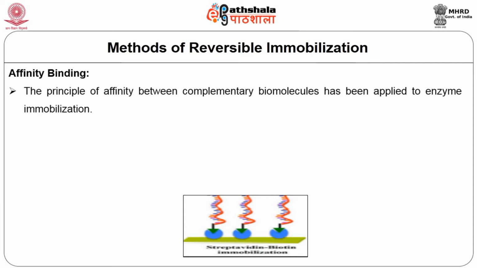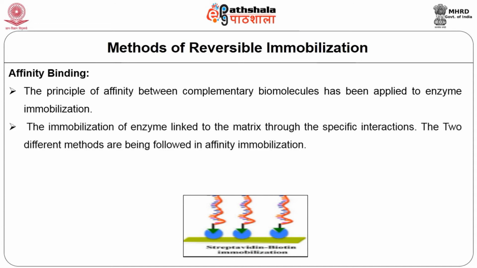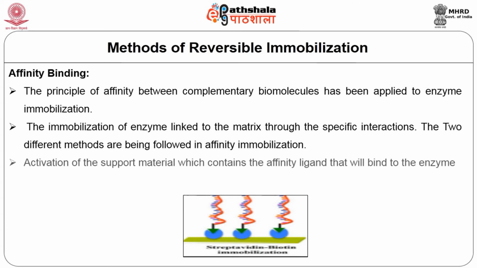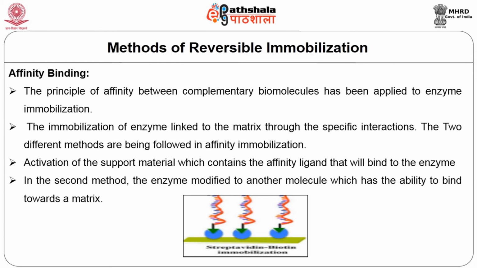Affinity binding. The principle of the affinity binding method is based on interaction between complementary biomolecules, which has been applied to enzyme immobilization. The enzyme is linked to the matrix through specific interactions. Two different methods are followed in affinity immobilization. The first method is the activation of the support material which contains the coupled affinity ligand, so that the enzyme will be added. The advantage of this method is that the enzyme is not exposed to any harsh chemical conditions. In the second method, the enzyme is modified with another molecule which has the ability to bind to a matrix.